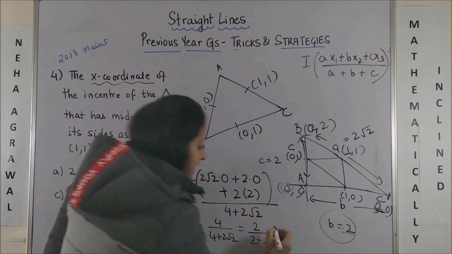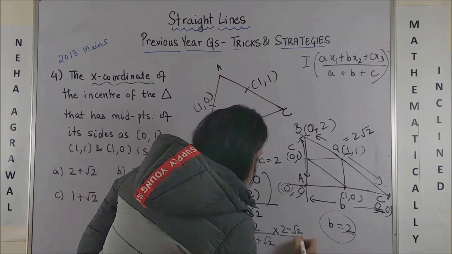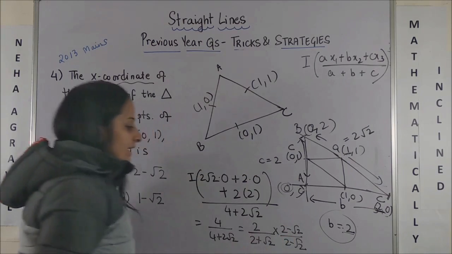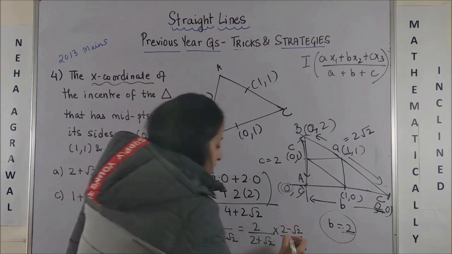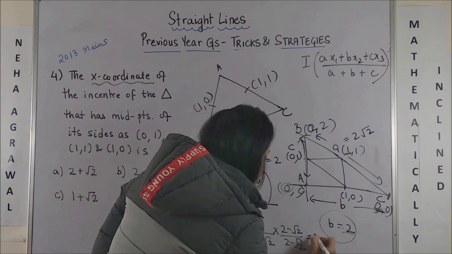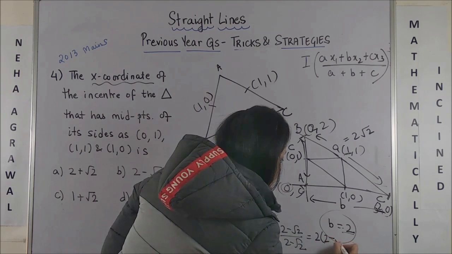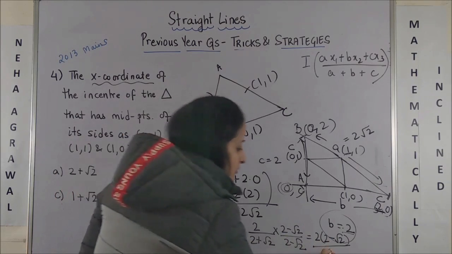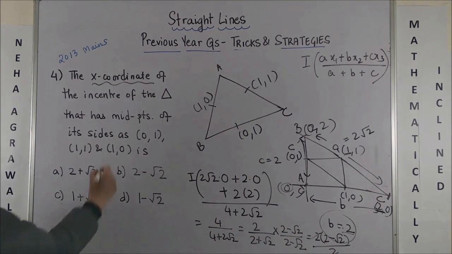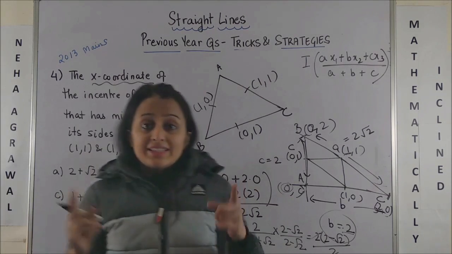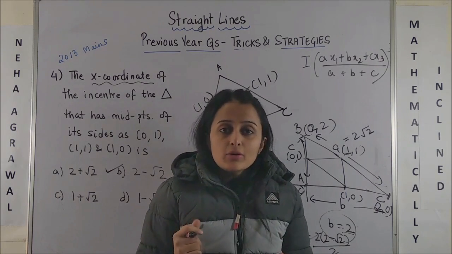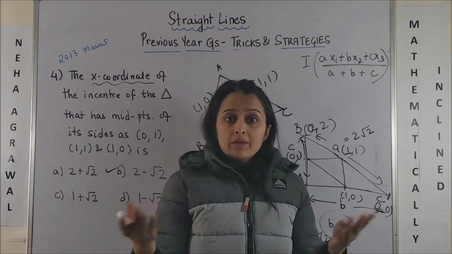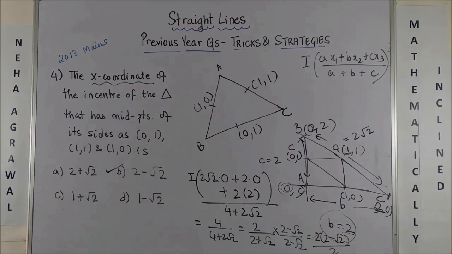Of course, you can rationalize this, right? So on solving the denominator, this is twice of 2 minus root 2 upon 4 minus 2, that's a 2. So 2 minus root 2, which is B. That's your answer. Make a note, then I'll discuss another way. Maybe you find that shorter.